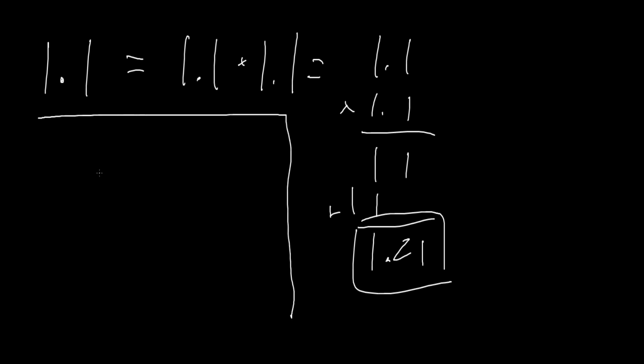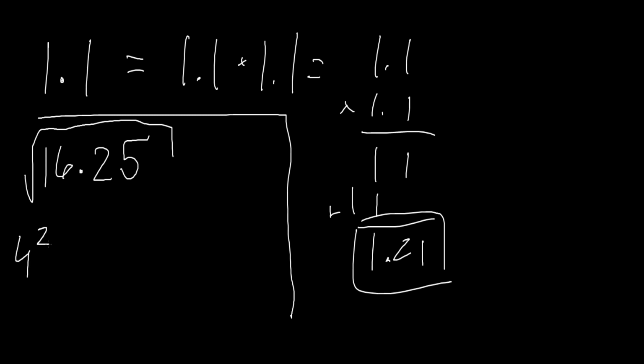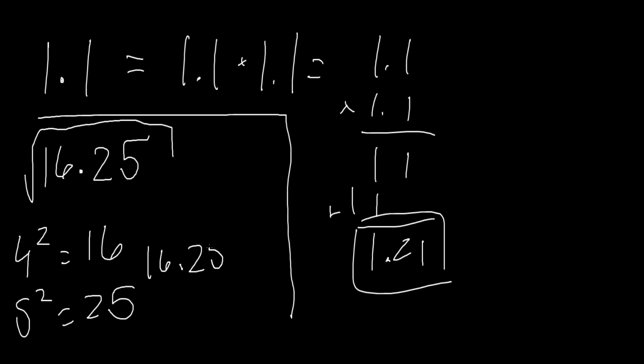But let's say we have a different value. Let's say we don't have a perfect square value. So let's say we have 16.25, and the teacher asks us to find which whole number's square is closest to this. So when we take the square root of this, what whole number is this closest to? Well, we know that 4 squared is equal to 16, and 5 squared is equal to 25. And 16.25 is between these two, but it's more towards 4.